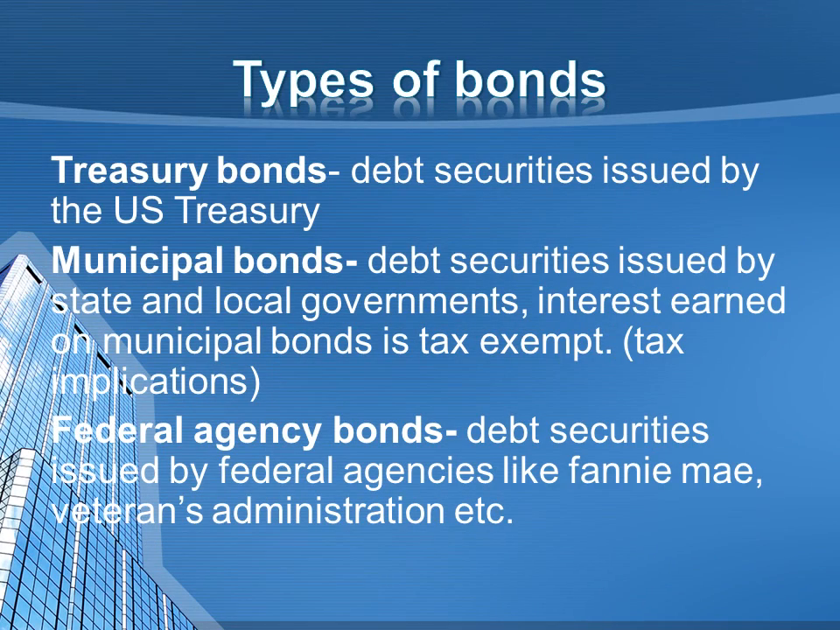Again, there are different types of bonds. There's government bonds, government agency bonds, and corporate bonds. These three are under the section of government and government agency bonds. Treasury bonds are debt securities issued by the U.S. Treasury. Municipal bonds are debt securities issued by state and local governments. Interest earned on municipal bonds is tax exempt, so that's cool.